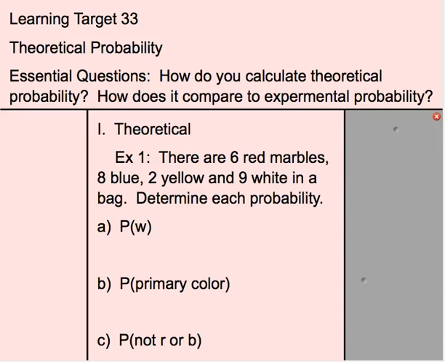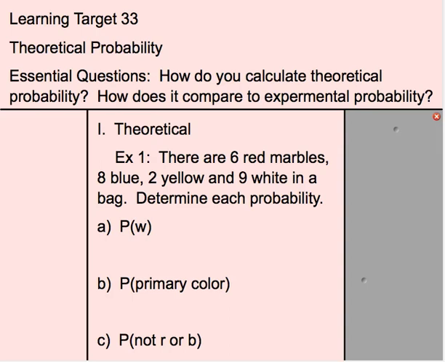All right, so we've got two learning targets today, or two essential questions. How do you calculate theoretical probability, which I think most of you are fairly familiar with, and how does it compare to experimental probability? Now, we looked at that a little bit when we did some activities in class, but I don't know if we really nailed down what I wanted us to, so I want to go over that in the video as well and make that explicit.